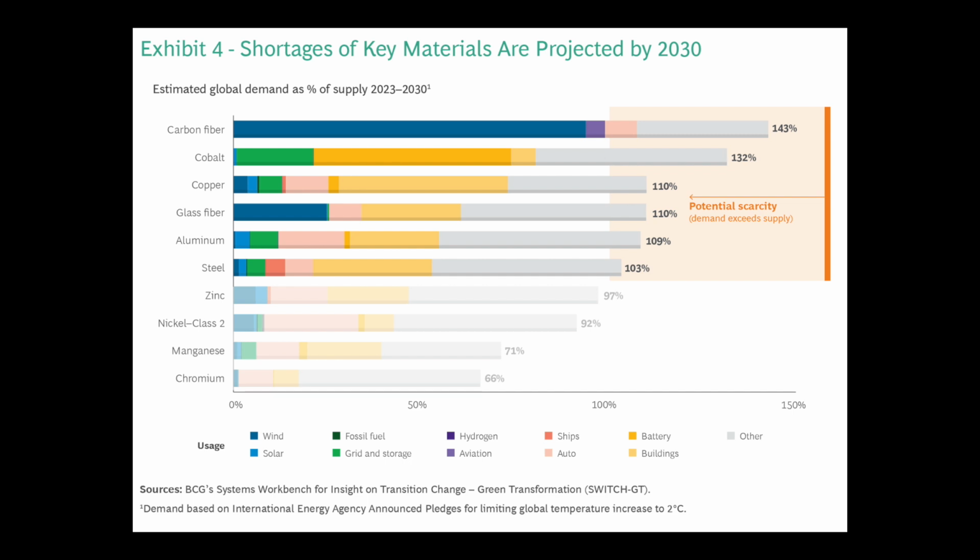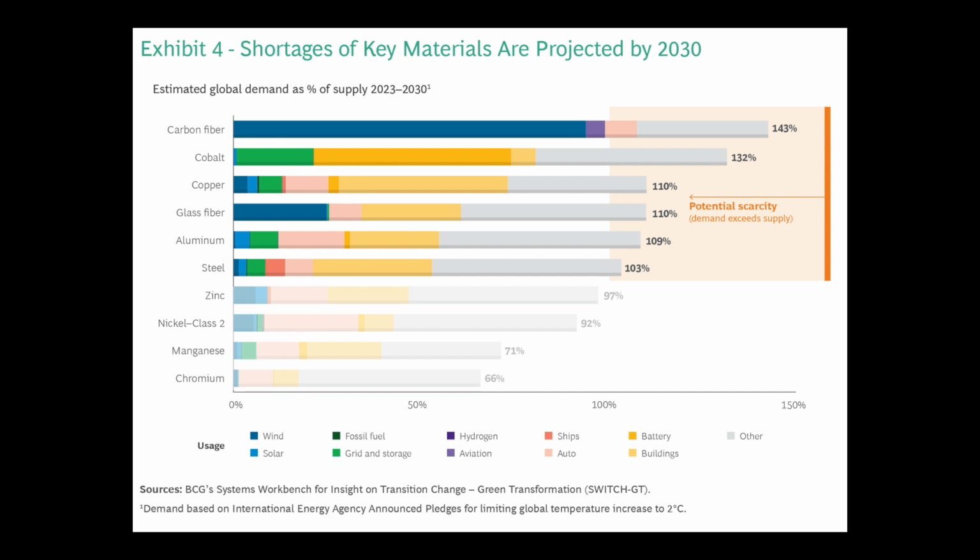All right, and then the last chart that they are showing here is this one, which is called Shortages of Key Materials Are Projected by 2030. So you can see a bar chart with about 10 or so different types of commodities: carbon fiber, cobalt, copper, glass fiber, aluminum, etc.